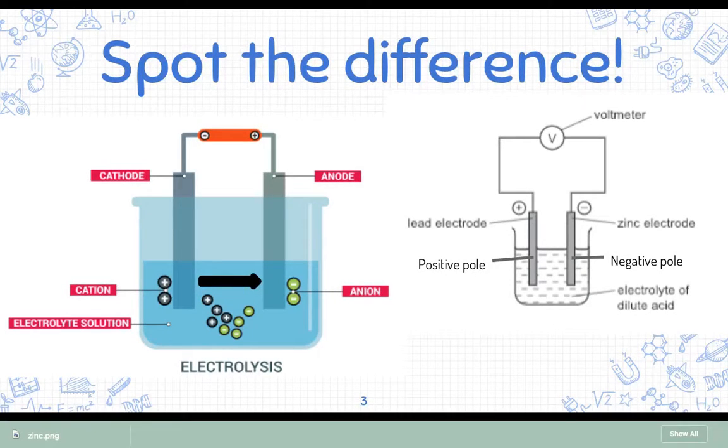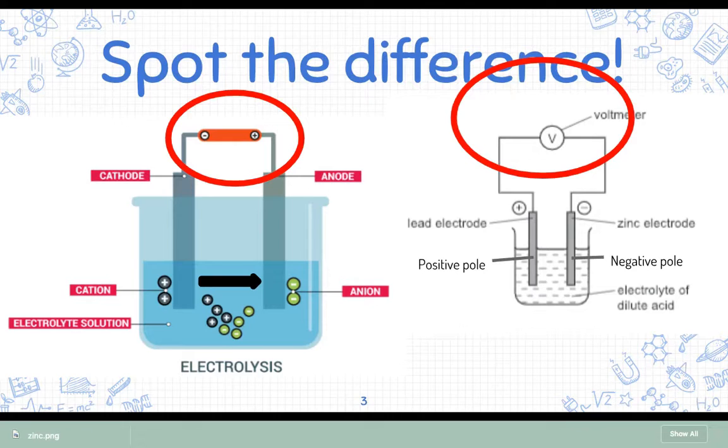Okay? Right, first of all, I want you to pause this video and try and spot as many differences as you can between these two cells, because very often students will get confused between electrolysis cells and simple cells, and I want to make sure that doesn't happen to you. So pause the video and think about as many differences as you can. Okay, so hopefully you paused the video and you've got some ideas of your own. I'm going to talk you through some of the differences now.